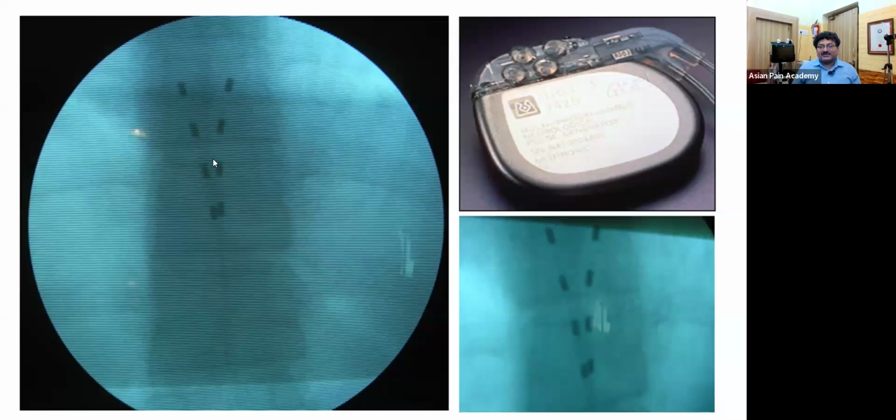So what happens if there is a mixed nerve, like a spinal cord, and we are putting the leads there and stimulating with an electric current? There will be stimulation of the large diameter fibers, and when the large diameter fibers are stimulated, it causes inhibition of the pain carrying capacity of the small diameter fibers.